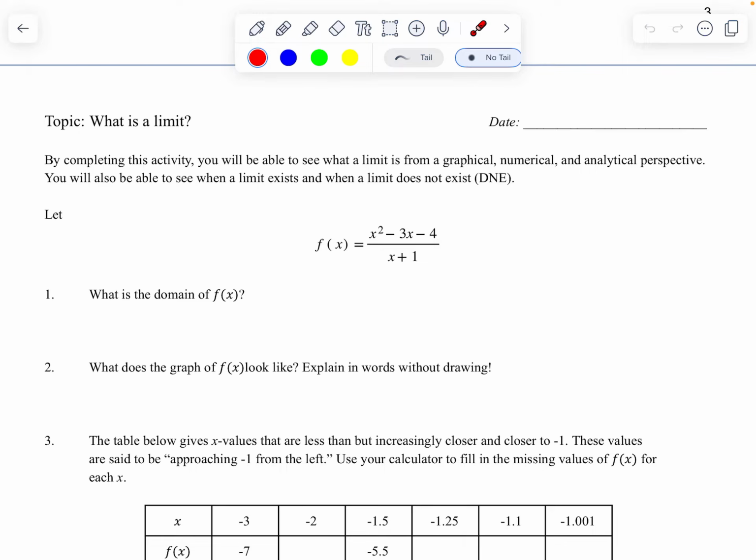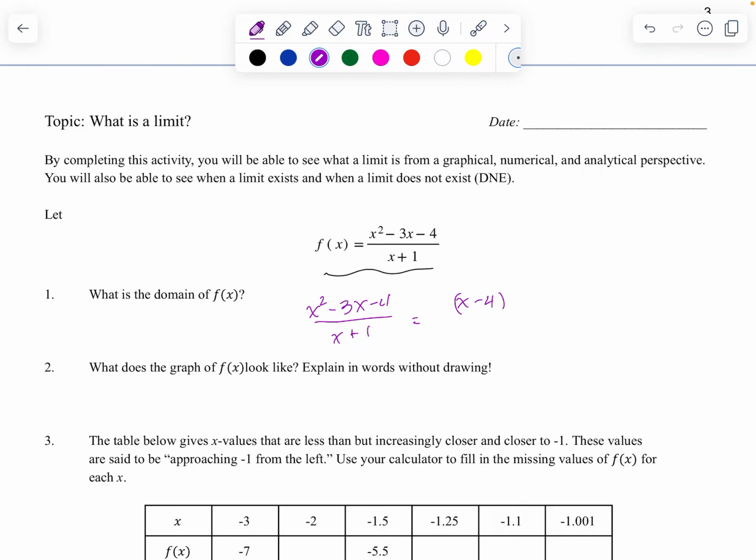Okay, we're going to do what is a limit, and we have this function f of x equals x squared minus 3x minus 4 divided by x plus 1. They want to know what's the domain of f of x. Yeah, we could do that. Let's do it. We can see that this is factorable over the top.